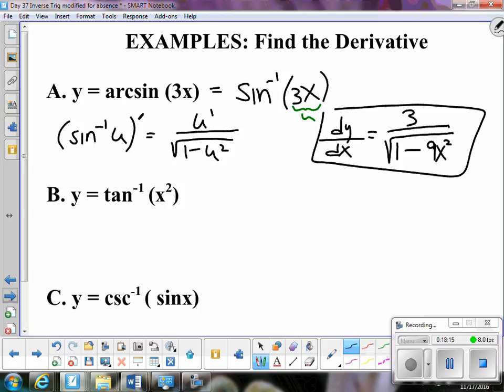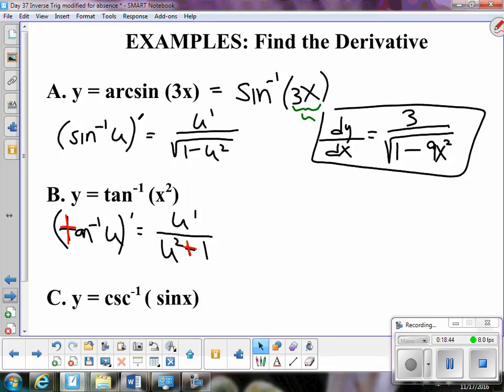Okay, next one, derivative of inverse tan of x squared. So let's think of the formula for the derivative of inverse tan of u. Inverse tan of u, that's my favorite derivative. They're all u prime up top, but this is the only one without a radical down here. And there's a plus. The other ones are negative. And I always think of the plus because the inverse tan reminds me. Okay, so this time, u is equal to x squared.